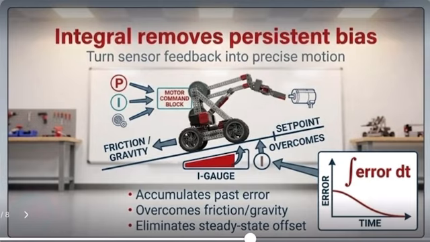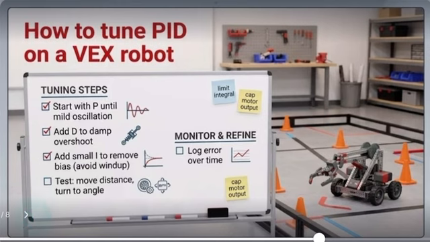Now the last thing you want to do, if you even need it, is your I, which is your integral. This removes persistent bias. So what this means is it accumulates your past error, it overcomes friction and gravity, and it eliminates steady state offset. This is a lot of stuff. But what it really means is it just lowers everything. It makes sure everything's perfect. This is the very last step. You want to refine your P and D before you move on to the I.